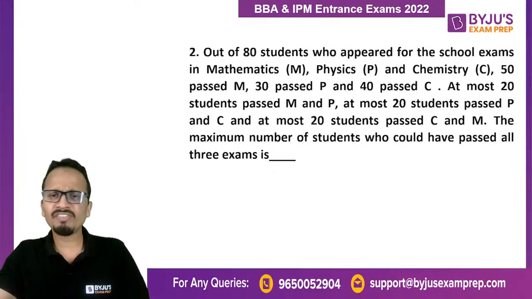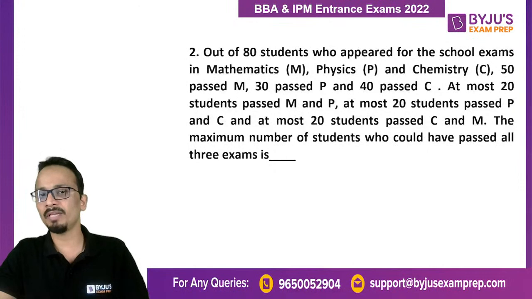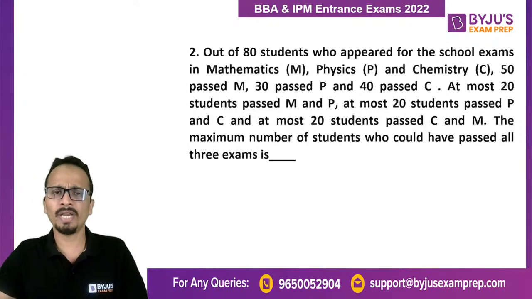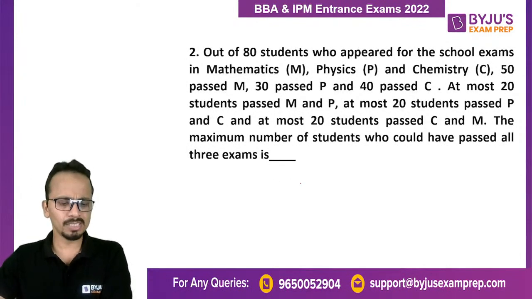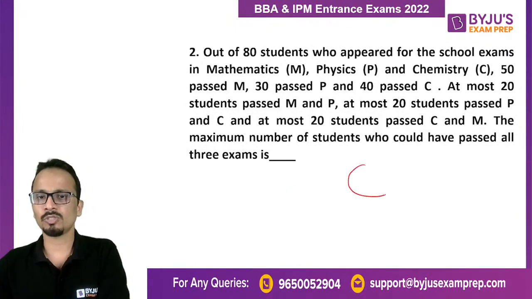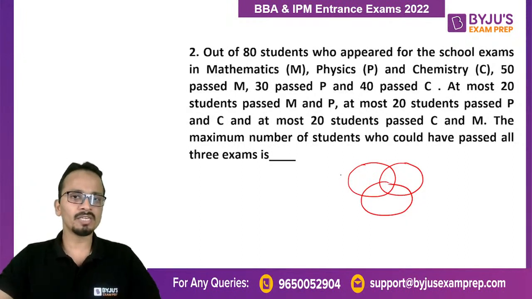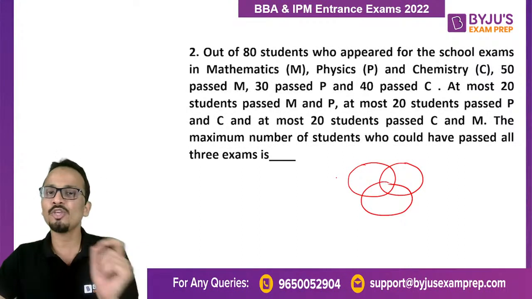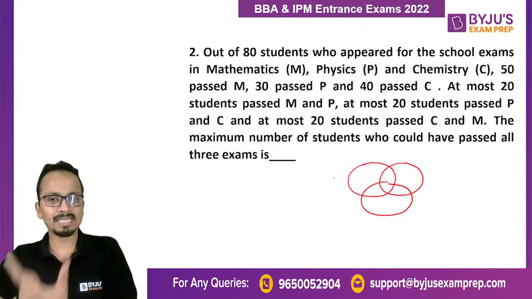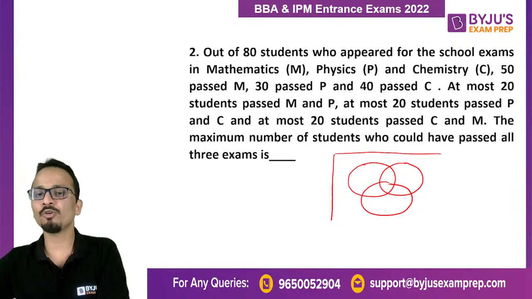So not a very difficult question, but certainly a concept of maxima minima in case of 3-set Venn diagrams. Let us quickly draw a 3-set Venn diagram. So this is for maths, physics and chemistry. Now I could have solved it using the formula of A union B union C, but that will take more time. If you draw a Venn diagram, it will be easier for you to solve this question.